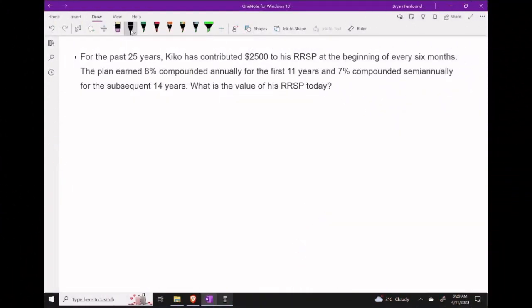Suppose that for the past 25 years, Kiko has contributed $2,500 to his RRSP at the beginning of every 6 months. The plan earned 8% compounded annually for the first 11 years and then switched over to earning 7% compounded semi-annually for the next 14 years. What's the value of his RRSP today?